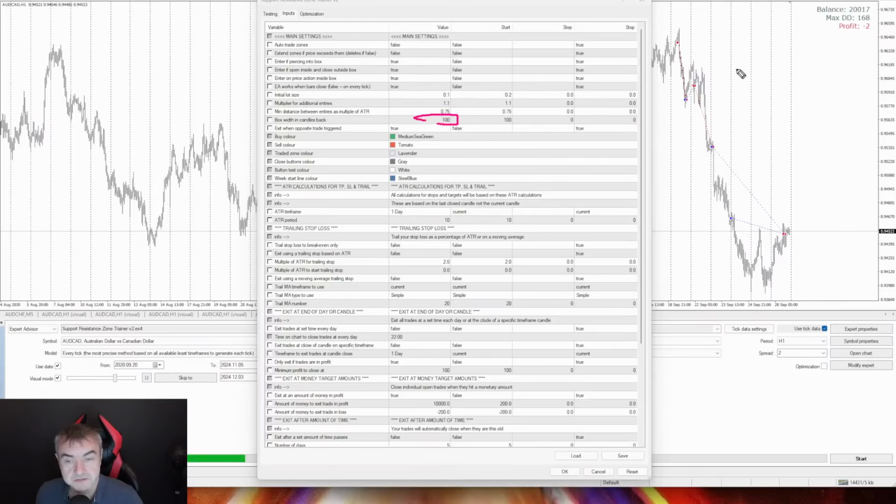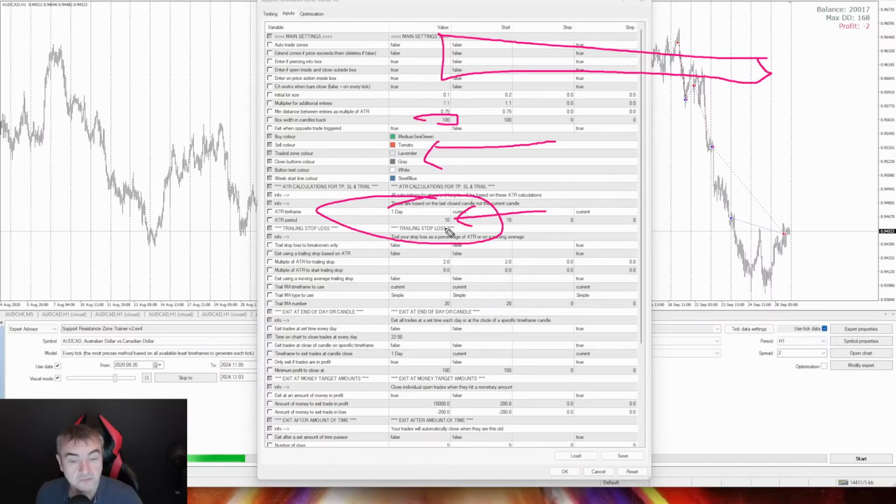That's personal preference as to how wide it draws the blocks. Colors are personal preference. ADR 10 is what I use. You could use ADR 60. It's not going to make a lot of difference. All it's going to do is slightly adjust the lines drawn for the next entry.